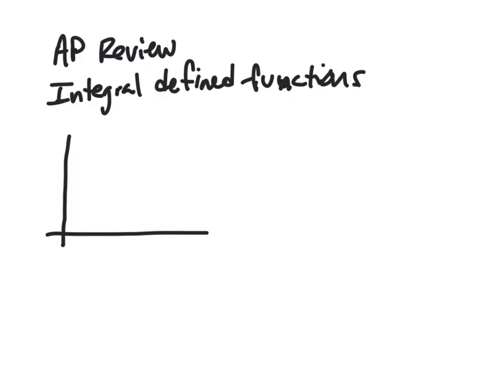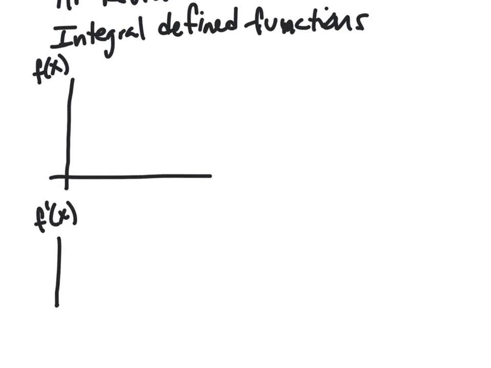I want to call this function here my position function. We'll just call this f of x. And I'm going to call my velocity function f prime of x. Call that down here. Let me make this graph a little bit bigger. I'm just kind of going over the concept of how we get an integral defined function. And what I want to start off with is a velocity graph that's like this.